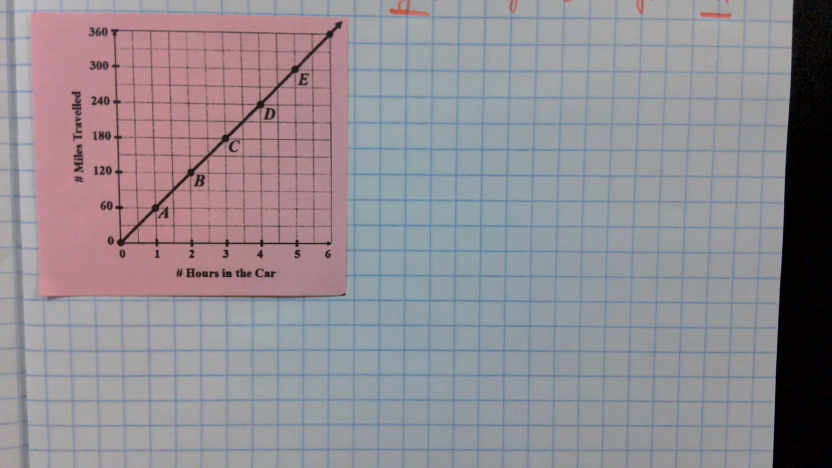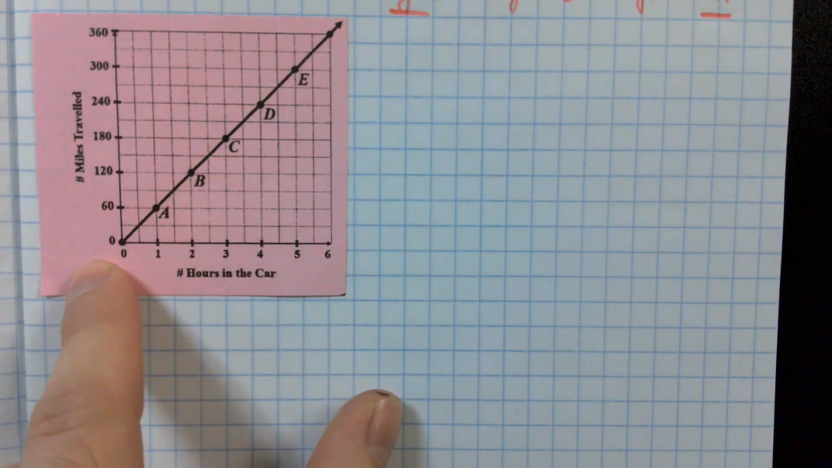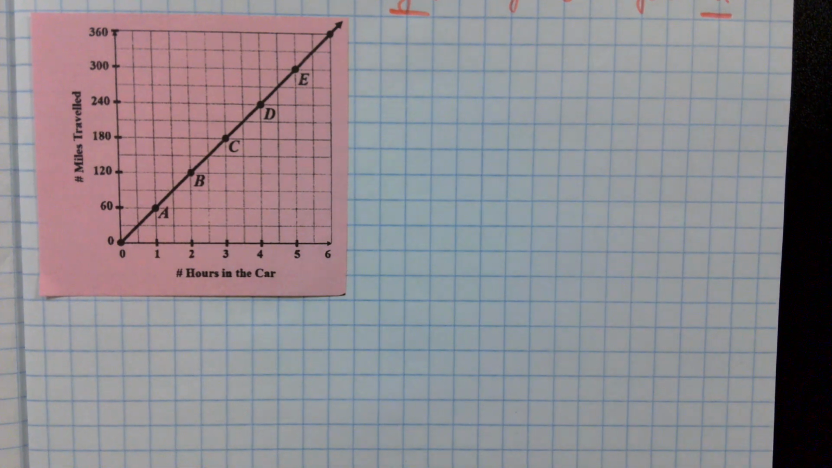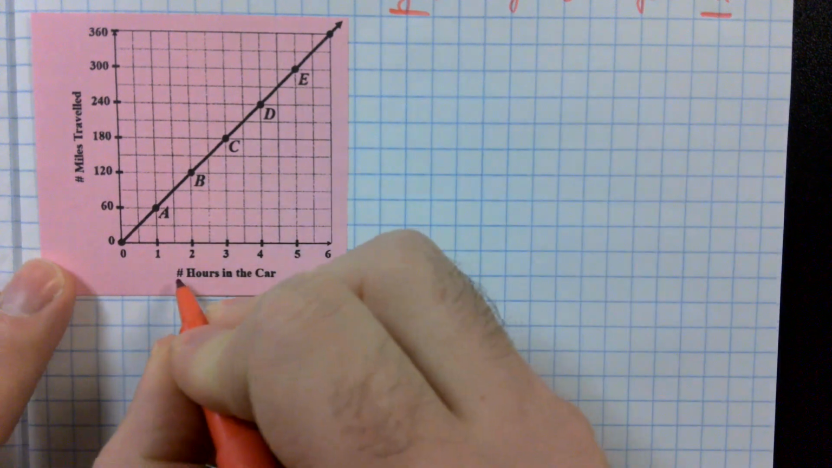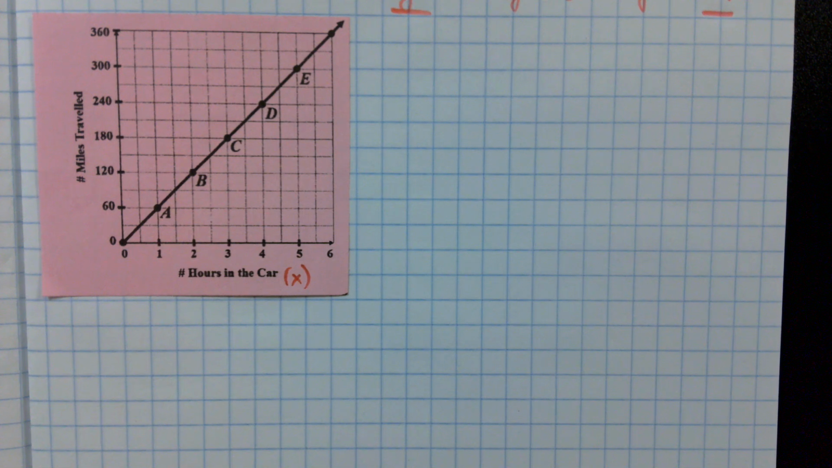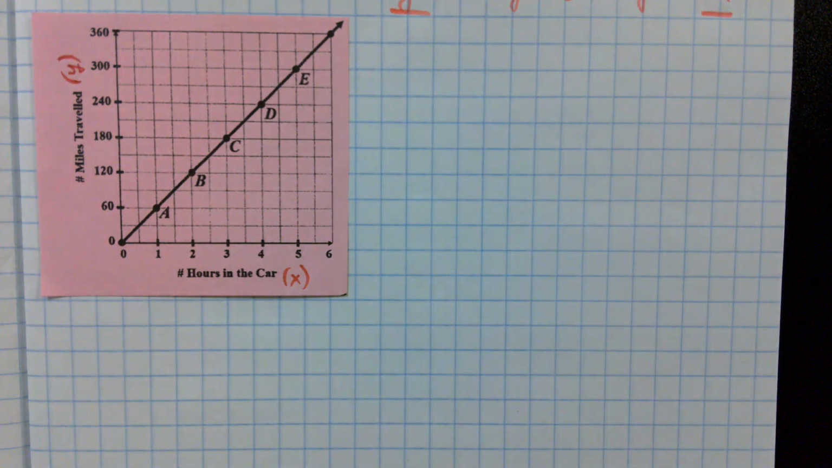Now, whenever we have a graph, there's what's called an axis, right? What do we call the two axes? X and Y, right? So we've got this flat axis, and we've got this tall, straight up and down axis. Which one of those is the x-axis? The bottom one, the flat one. So next to hours in the car, we're going to write parentheses x, because my x-axis is horizontal, which means that my number of miles traveled is which axis? The y-axis. So I'm going to write y in parentheses, just like that, okay?